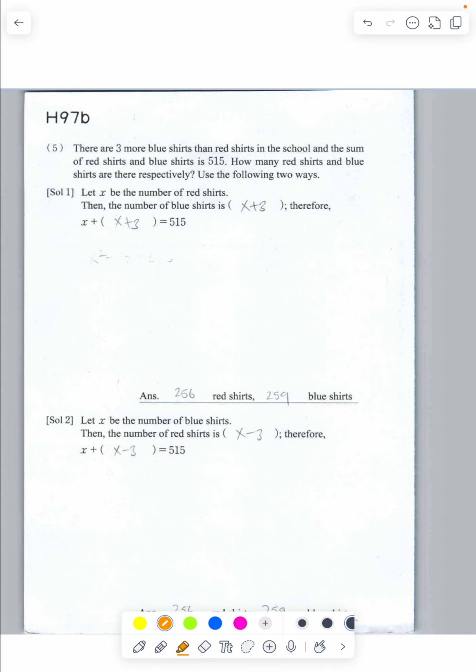Okay. So if we know that, let X be the number of red shirts. So what about the number of blue shirts then? There are 3 more. The relationship between X and 3, which is X plus 3. Good job. Therefore, all right, so what do we put over here? There we go. Can you solve this?